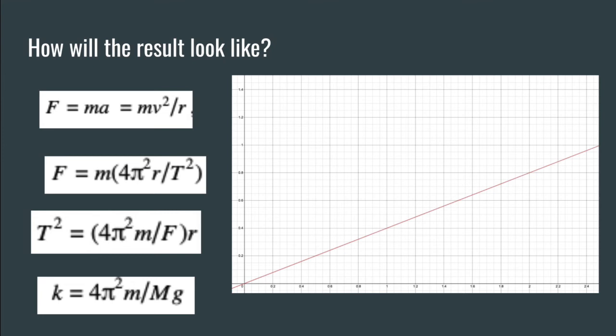It is also possible to deduce the gravitational force. We can derive gravitational force G from the equation by replacing it with the gradient. G is equal to 4 pi squared m divided by the mass hanging on the string.